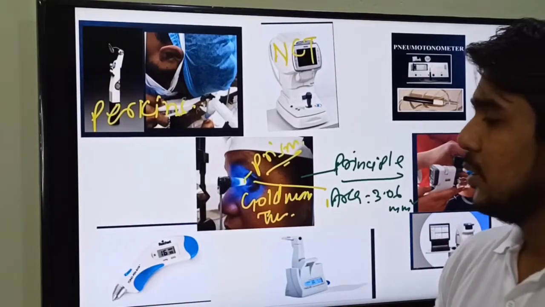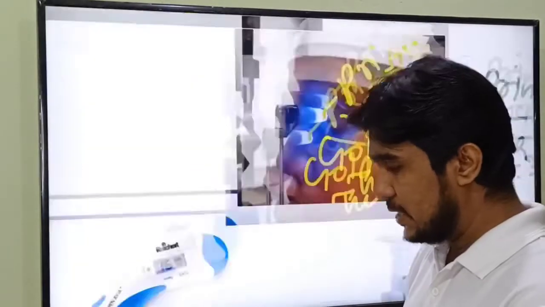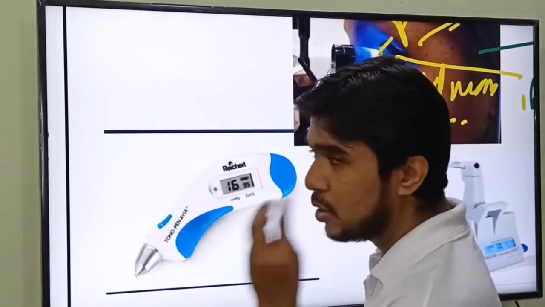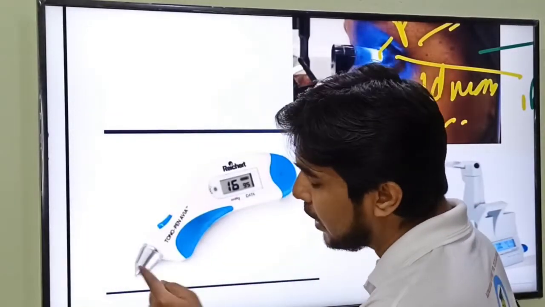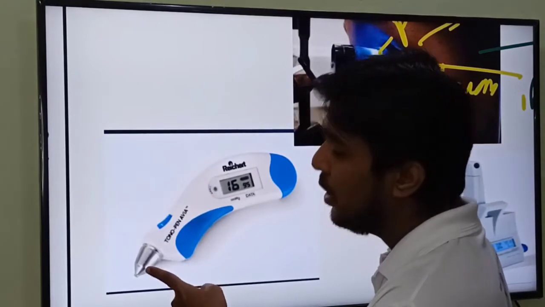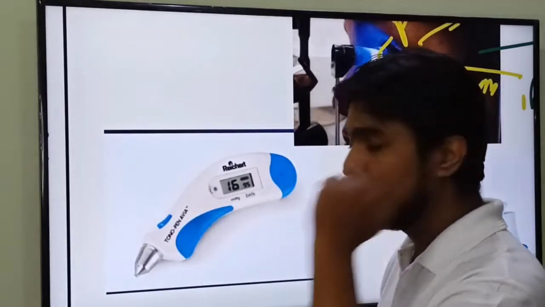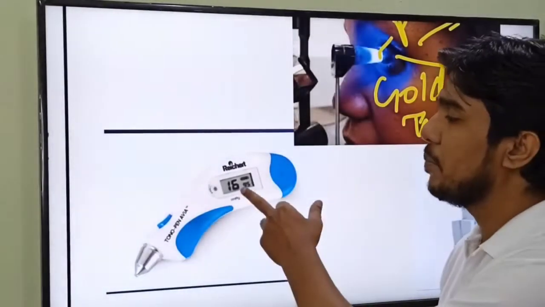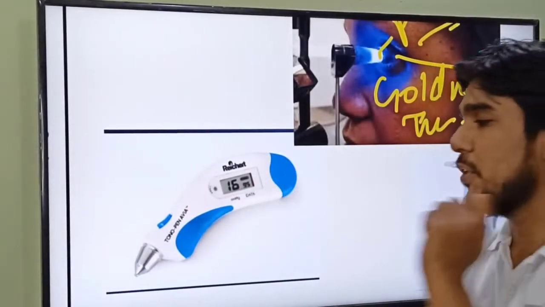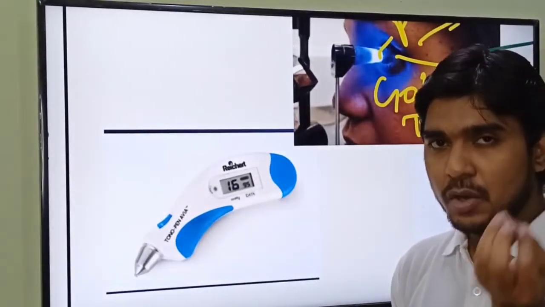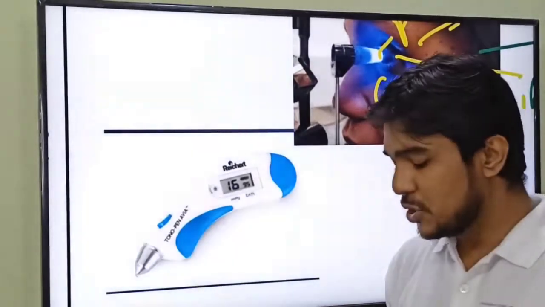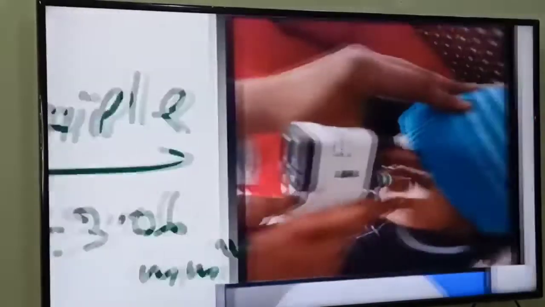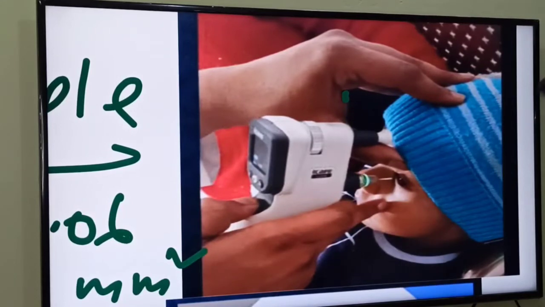What is this? This is the Tonopen. Let's just remember this Tonopen. It is written here, Tonopen. One electronic transducer rubber type thing is fitted here for every patient, and we just touch it digitally to the cornea. It gives a reading here, and it is very important that even if there is an irregular cornea, it can pick up the reading, because it does not depend upon the contour of the cornea. What is this? This is what we call the rebound tonometer.